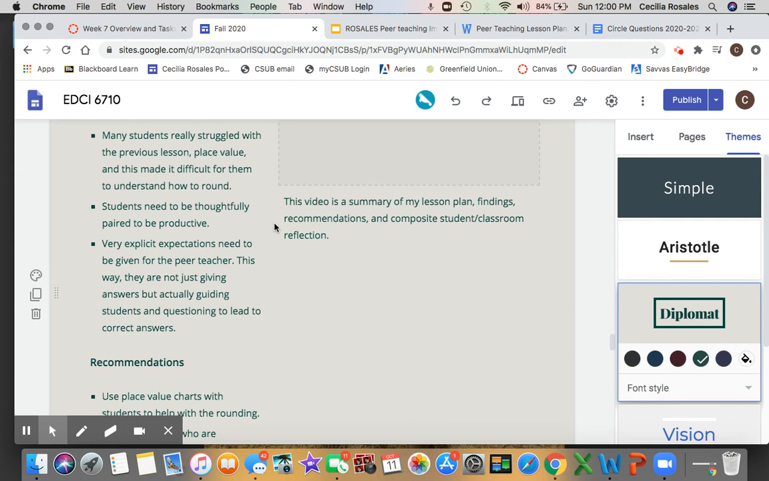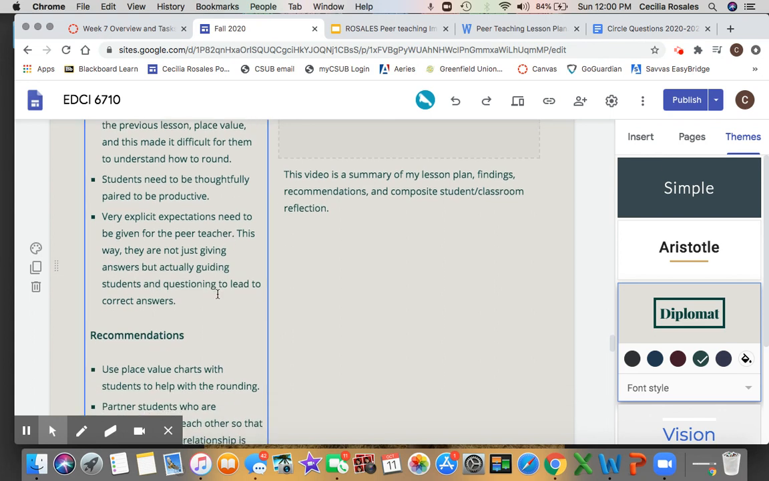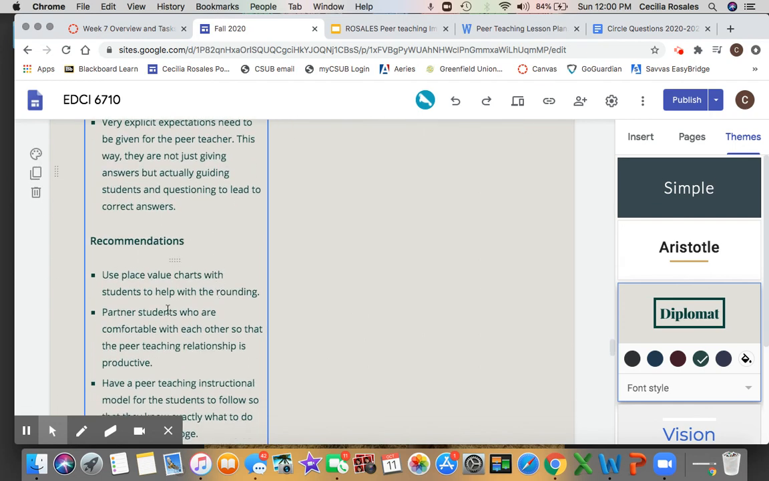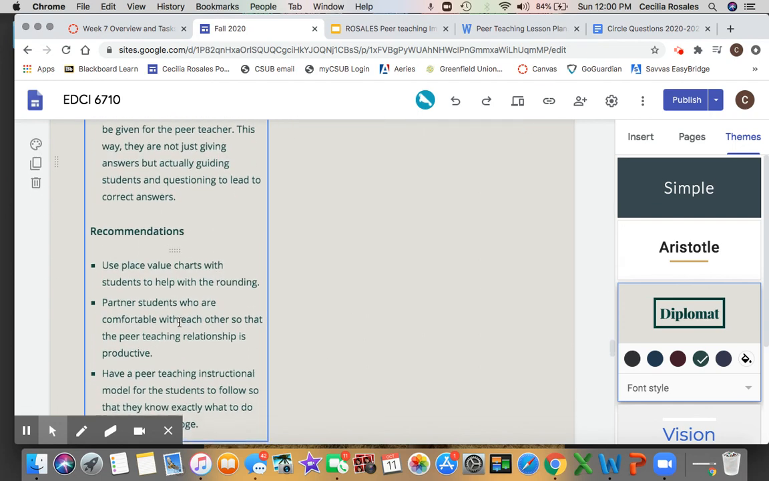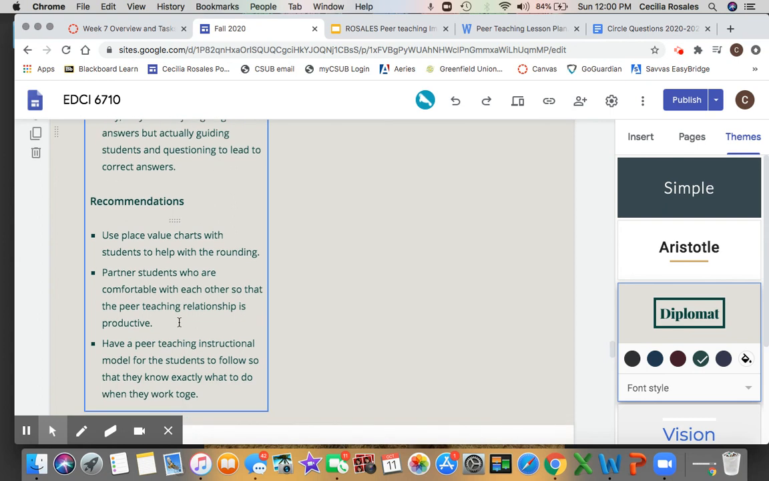Also, very explicit instructions need to be given for the peer teacher, because if they're not sure exactly how to do the peer teaching, they will more than likely just give the student answers. So one recommendation that I have is to use place value charts so that they're not hung up on place value when they're learning how to round. The other thing was when we're partnering the students for peer teaching, we need to make sure that they're comfortable with each other so that they're in a productive relationship when they're learning rounding.